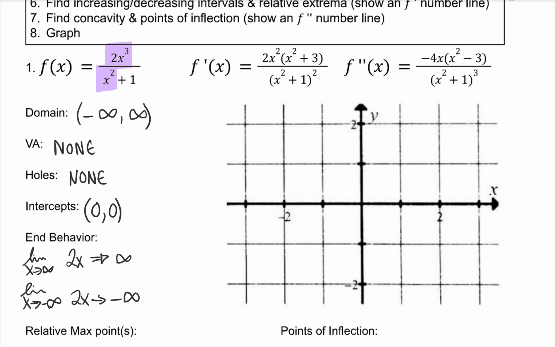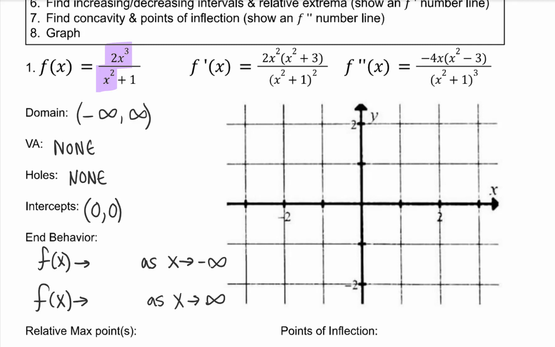How do I write that as end behavior? f of x will approach negative infinity as x approaches negative infinity, and f of x will approach positive infinity as x approaches positive infinity.